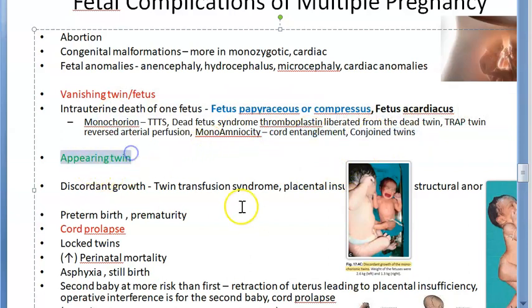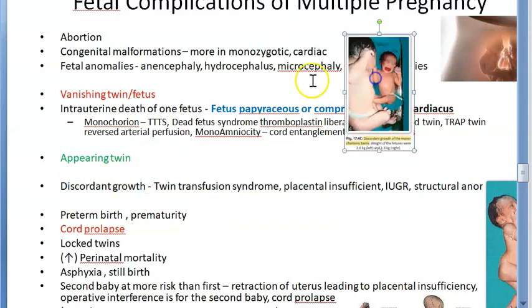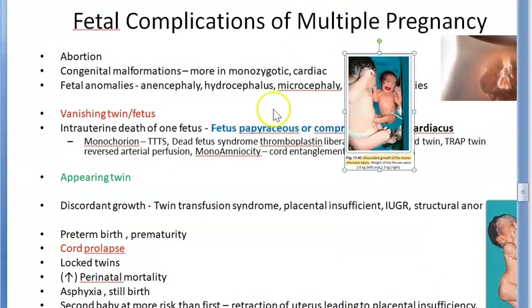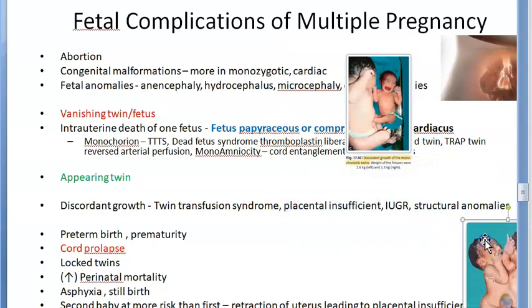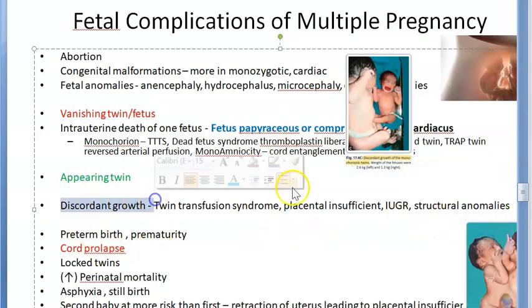And then the monochorionic condition can have a monoamniotic condition, where there can be cord entanglement, conjoined twins, etc. Appearing twin is where they initially did not know it's twins, and later on they found out that it's twins in the later part of the pregnancy. Discordant growth is one twin having a different development than the other. That can happen because of twin-to-twin transfusion syndrome, which is seen in monochorionic twins. It can also happen because of placental insufficiency, intrauterine growth restriction, and structural anomalies.